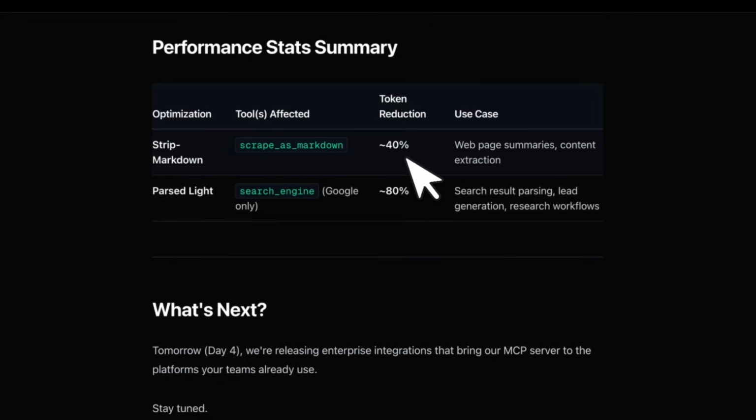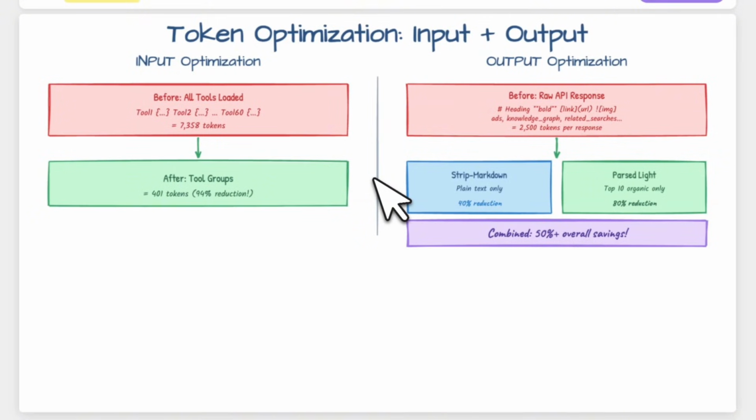So one study by Bright Data found that just stripping down the markdown can result in almost 40% token reduction. And if you include light parsing with Google search results, you can get up to 80% token reduction. So it's definitely something very practical that you want to consider if you are implementing an MCP server with a lot of tools, which are going to be interacting with documents with formatting.